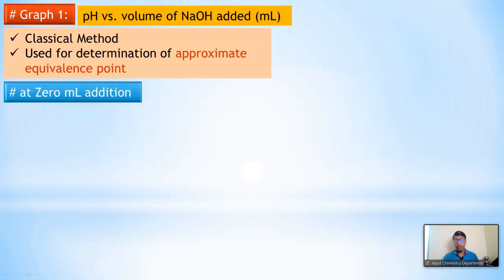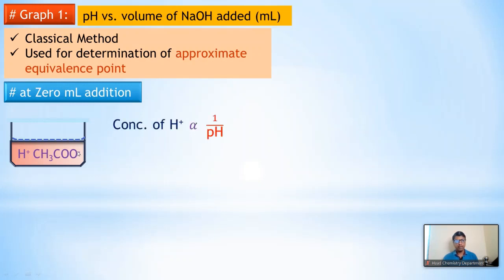Let's start. Before addition of strong base, we have a beaker. In that beaker, we take a decided amount of acetic acid. That means in this beaker, two ions are there, H plus and CH3COO minus.